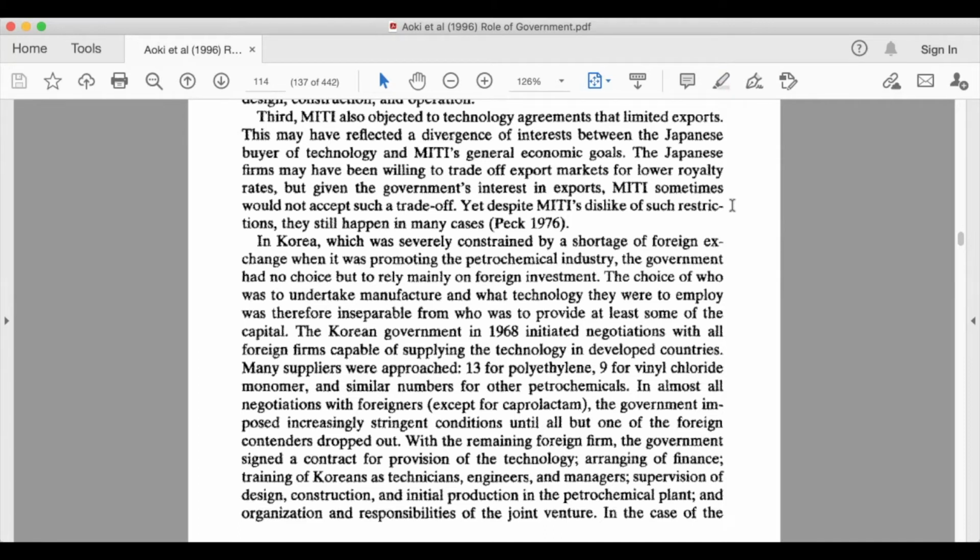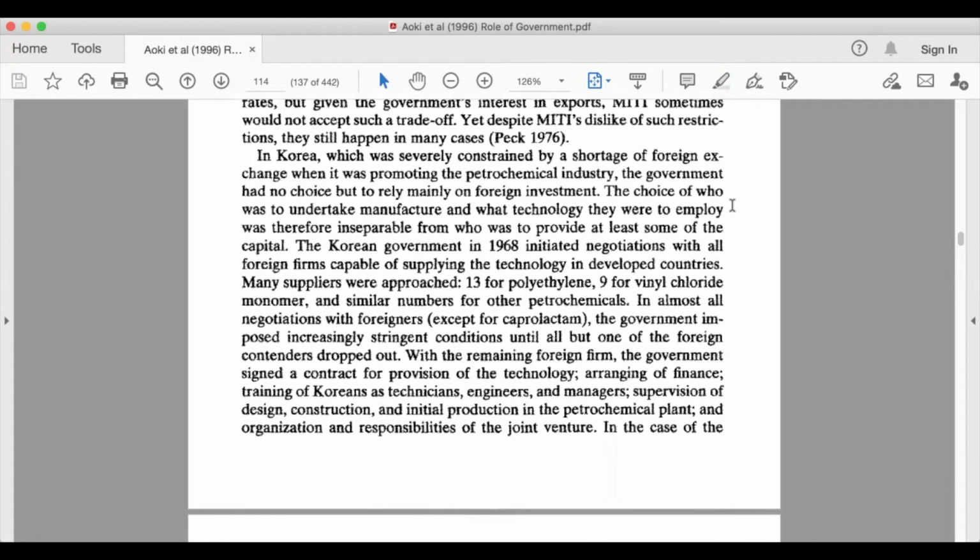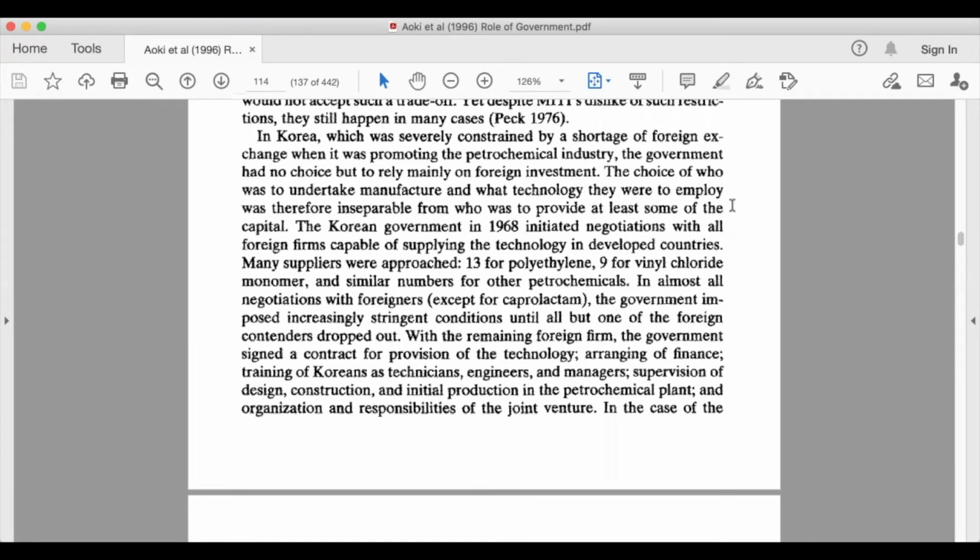The case in Korea was quite different. Korea was severely constrained by a shortage of foreign exchange when it was promoting the petrochemical industry, so the government had no choice but to rely mainly on foreign investment. The choice of who was to undertake manufacture and what technology they were to employ was therefore inseparable from who was to provide at least some of the capital.